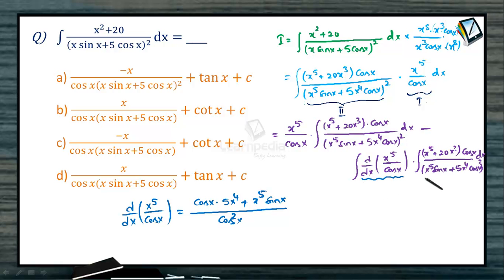We need to find the integral of this term. So let us separately calculate the integral of that part also. What is the integral required? The integral of (x^5 cos x + 20x^3 cos x) divided by (x^5 sin x + 5x^4 cos x) whole square dx. This needs to be evaluated.